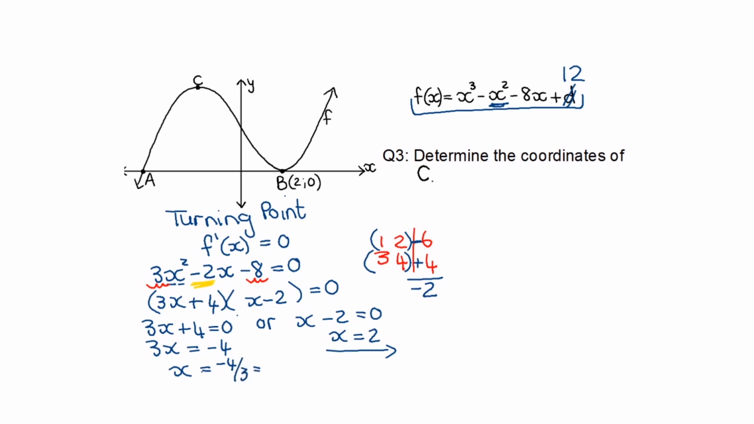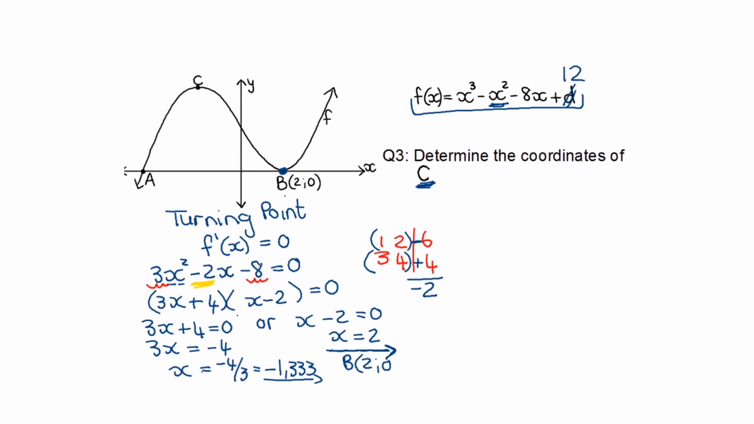So the two x values, they didn't ask me both turning points, they actually asked me just C. So the one value that I got was x is equal to 2, but that is referring to this turning point that they actually gave me. So that one is referring to that point B. So the point C must be this one with the -4/3 as an x value.